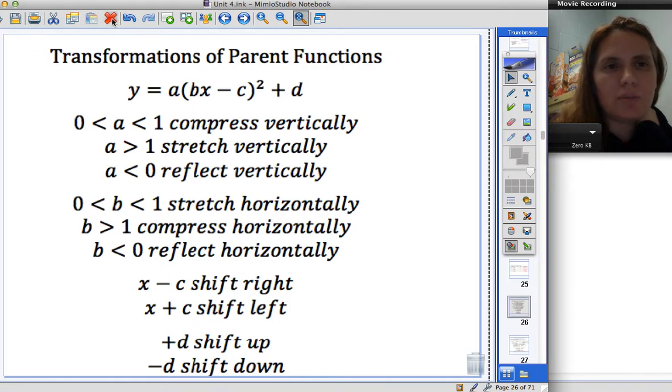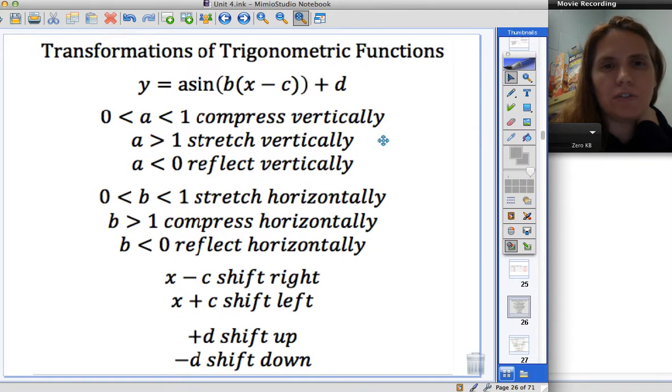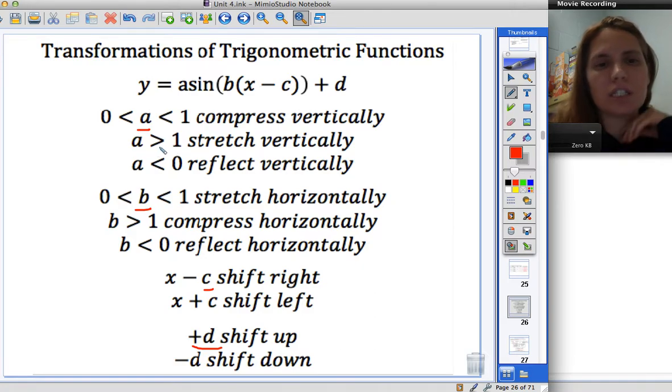Now, let's compare those to your trig function transformations. Guess what? There's not a whole lot of different things. You still have your A value, your B value, your C value, and your D value. And if you notice, if A is a fraction, it still compresses vertically. If A is a number greater than 1, it stretches. If it's less than 0, it reflects. Okay, it's all the same process.